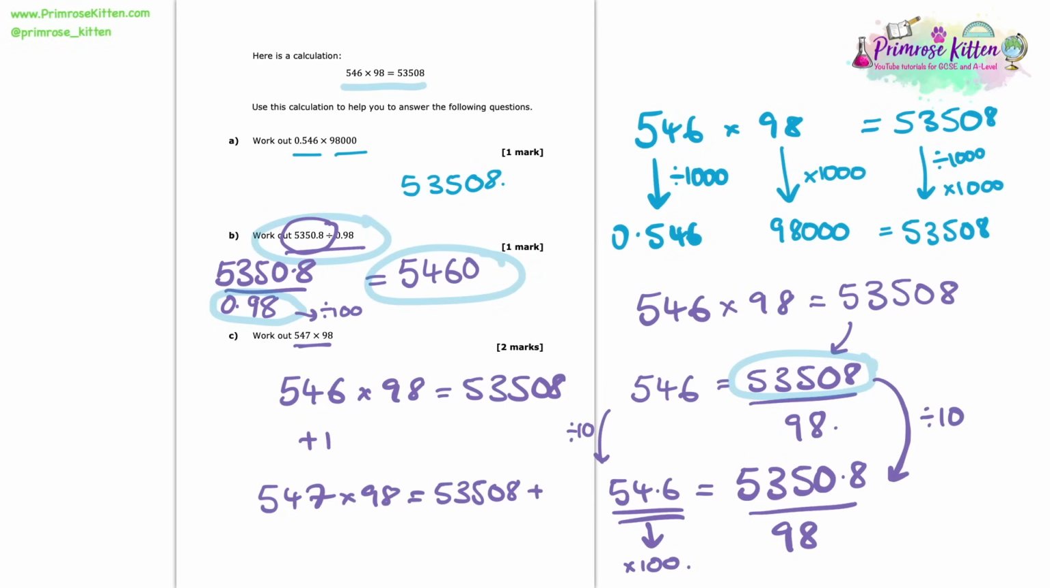And because this is a non-calculator, the way we would add this is we would say, what is 8 plus 8? Gives us 16. What is 0 plus 9 plus the 1? That gives us 10. What is 5 plus that 1? That is going to be 6. Then we've just got the 3 and then the 5. So the answer to this question, what is 547 times by 98? It will be 53,606. And there's our answer.